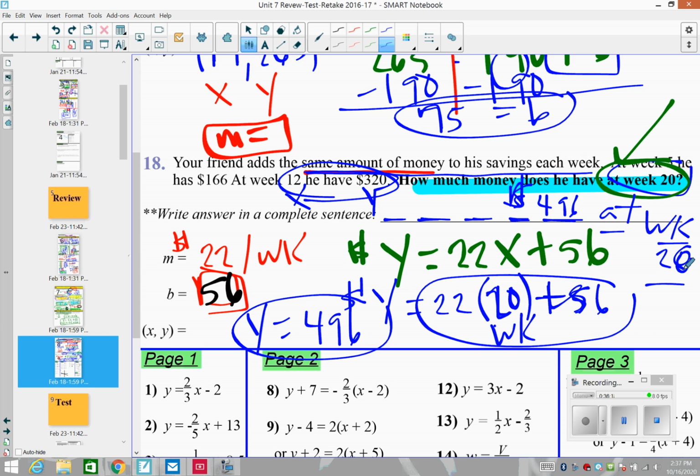Okay. So that is our video for today on Unit 7, linear functions, and the three forms: slope-intercept form, point-slope form, and standard form. And they work together. They all overlap with each other.